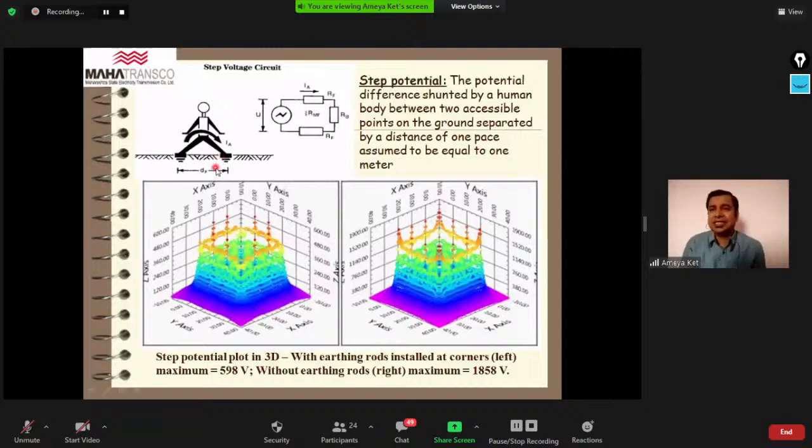So what exactly does step potential mean? When we are standing in the substation, what is the potential difference felt by our two legs in our EHV substation? The potential difference seen by these two legs of the human body is known as step potential. So what exactly is step potential? Step potential difference is shunted by the human body between two accessible points on the ground, separated by a distance of one step, assumed to be equal to 1 meter.